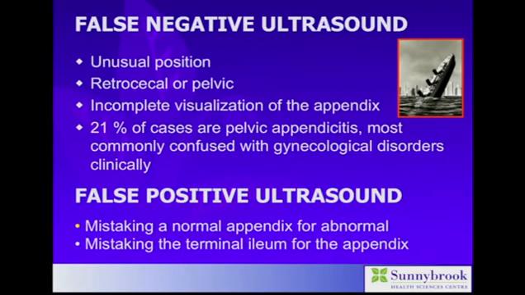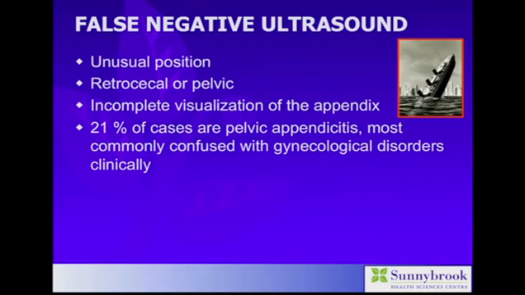So when will we run into trouble on ultrasound with appendicitis? Well, false negative ultrasounds, meaning we miss appendicitis, usually occur in unusual positions of the appendix, most commonly retrocecal or pelvic appendixes. I think we've discussed both of these and ways to avoid these.